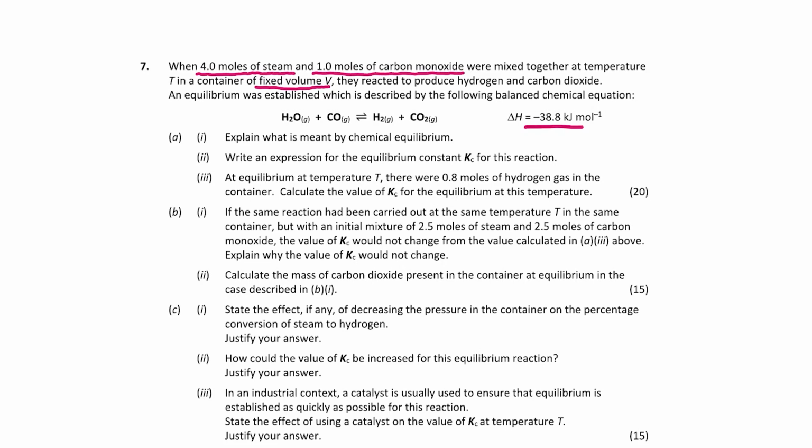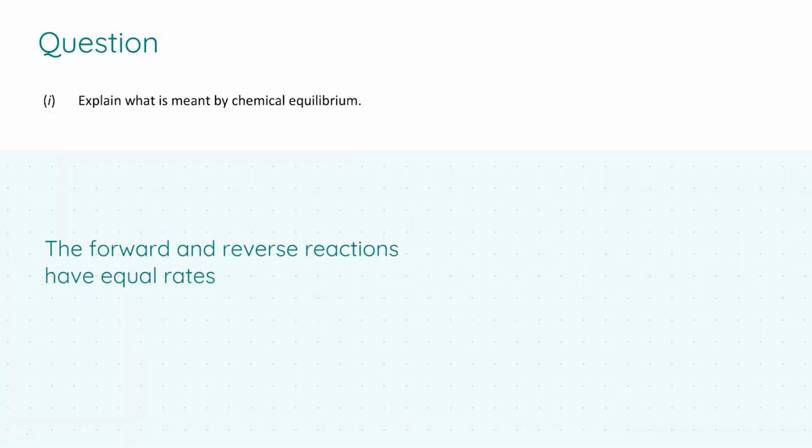We'll fly in now to part A, which is very much just definitions and a small bit of working out, but nothing too difficult. Part I, explain what is meant by chemical equilibrium. And this is a very simple concept, just the forward and reverse reactions have equal rates. There are 2 acceptable answers this year, so you could have said what I've said here, the forward and reverse reactions have equal rates, or that the concentrations are constant, either or works. And for this, you'll get 5 marks in total, so really quick and easy 5 marks to pick up.